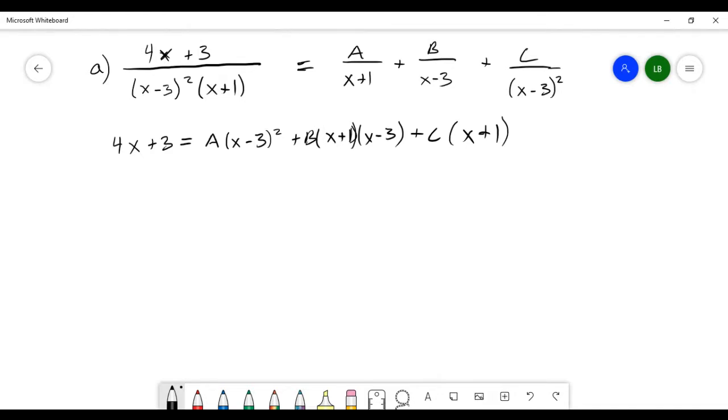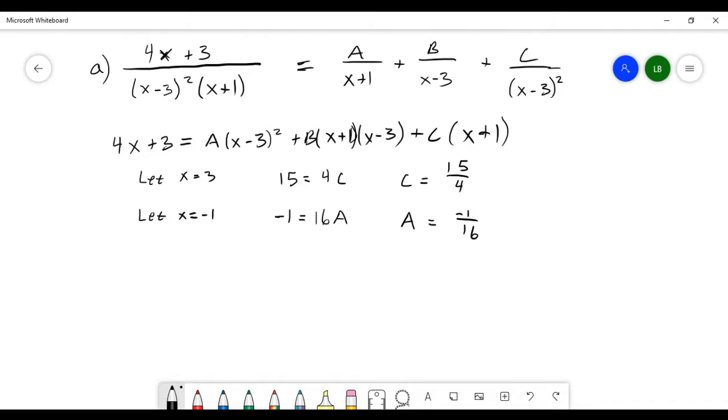All right. Then we just pick values for x. We'll start by letting x equal to 3. Then 4 times 3 is 12, plus 3 is 15. 0a, 0b, so 4c. So c is 15 over 4. Next, we'll go ahead and let x equal to negative 1. Then we plug negative 1 into 4x plus 3 and we get negative 1, equals a times negative 4 squared. So that gives us 16a plus 0b plus 0c. So a is negative 1 over 16.